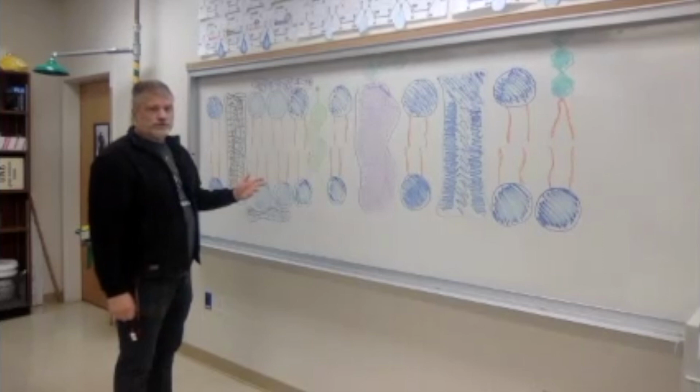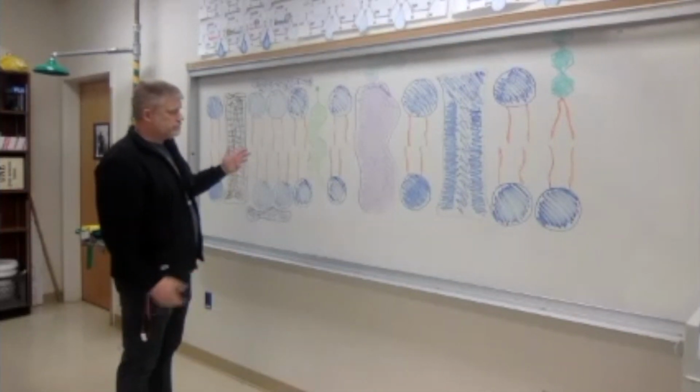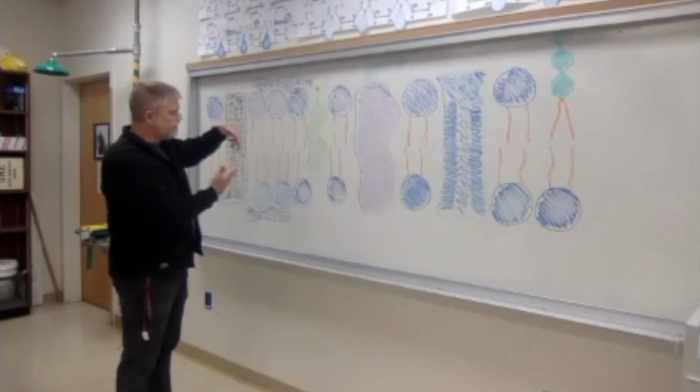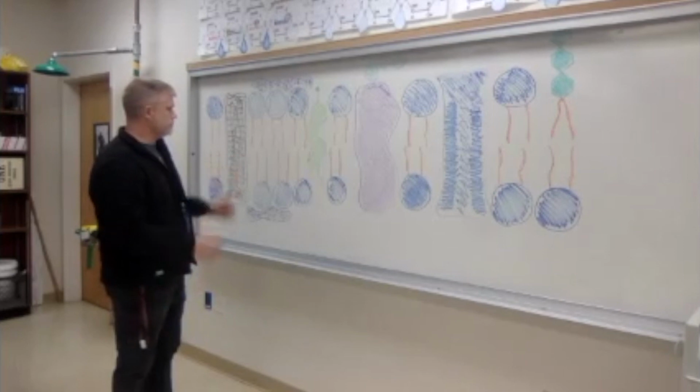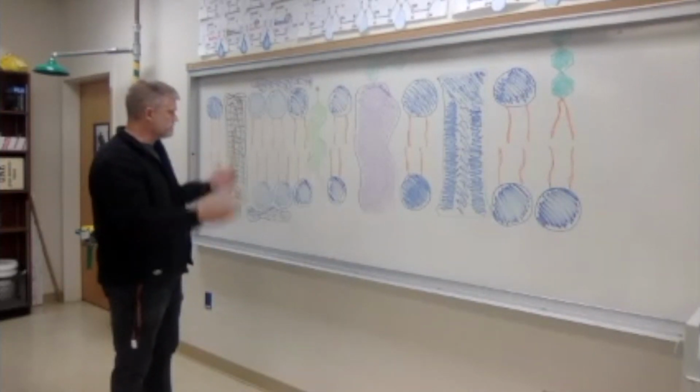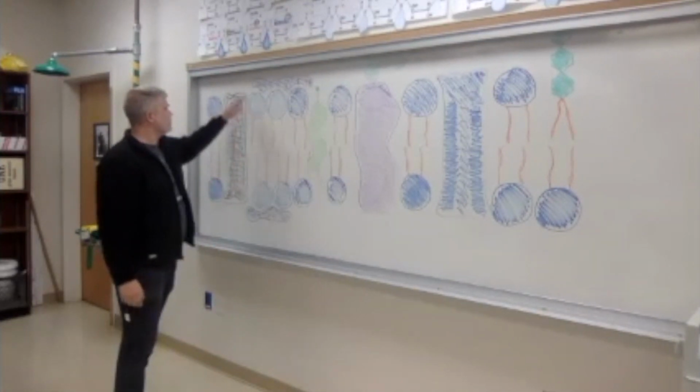This is the fluid mosaic model, so you can see it's fluid because the pieces move independently of one another, and it's mosaic because you have this kind of haphazard pattern of molecules that comprise the whole thing, the cell membrane. So let's go ahead and start with peripheral proteins.